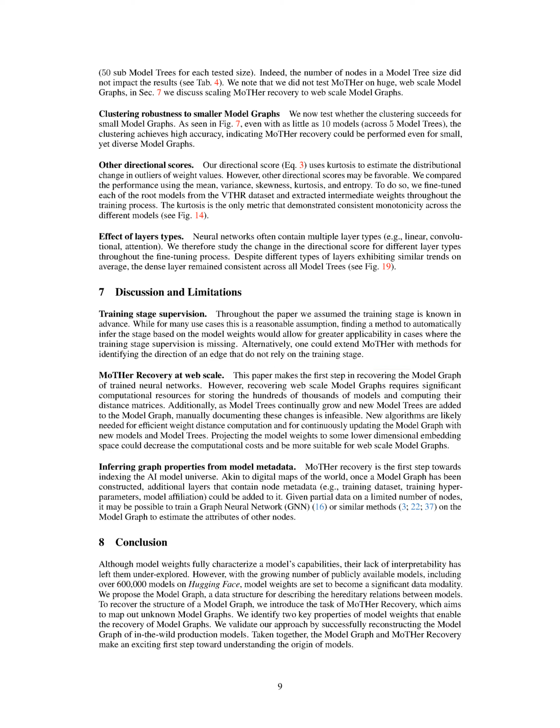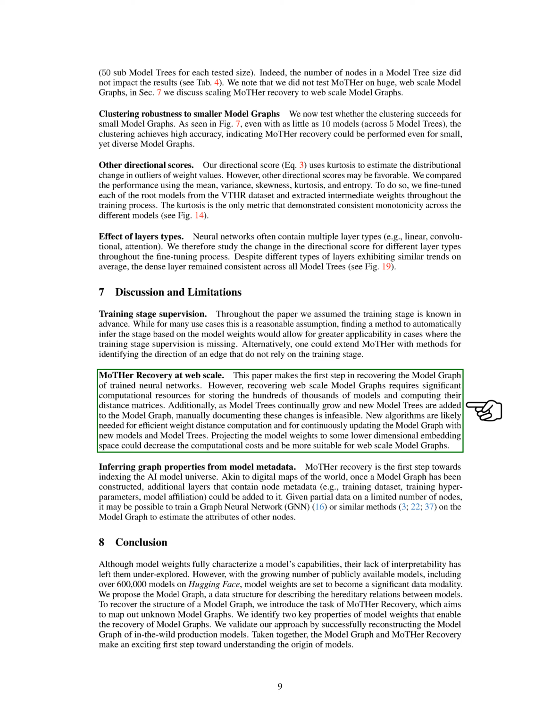Section Summary. In this section, we delve into the training hierarchy of the Llama 2 and Stable Diffusion models, evaluating MoTHer's performance on these model families compared to ground truth. By utilizing the L_4 distance metric, we successfully reconstruct the correct structure of the model trees with high accuracy. We also explore MoTHer's robustness to similar models, smaller model trees, and different directional scores, highlighting the potential for extending its applicability to web-scale model graphs in the future.